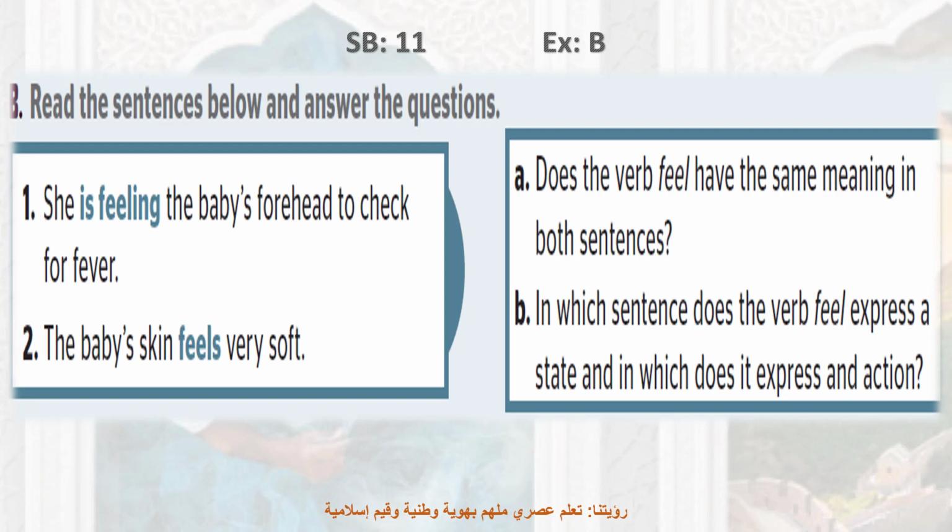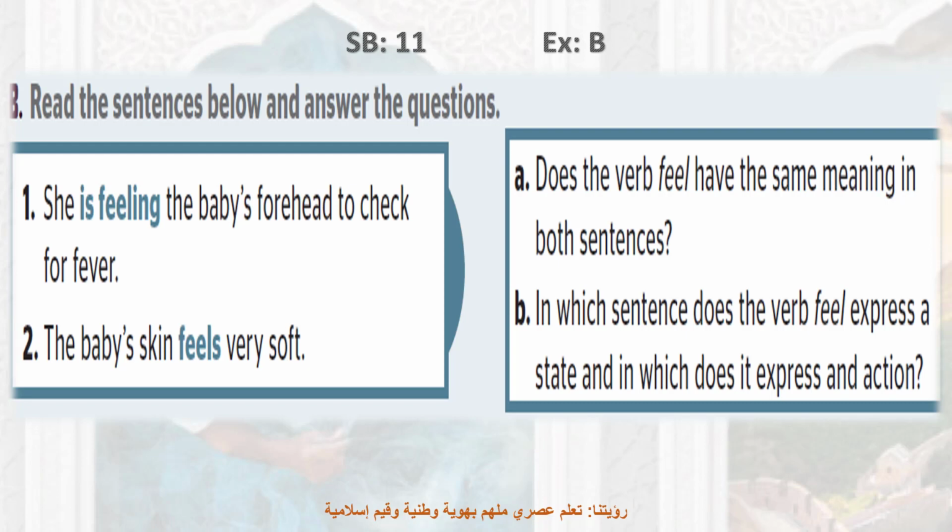In sentence 1, feel is an action verb, meaning to touch. That's why it can end with -ing. But in sentence 2, the verb feel shows a state rather than an action. It means that the baby's skin state is soft.